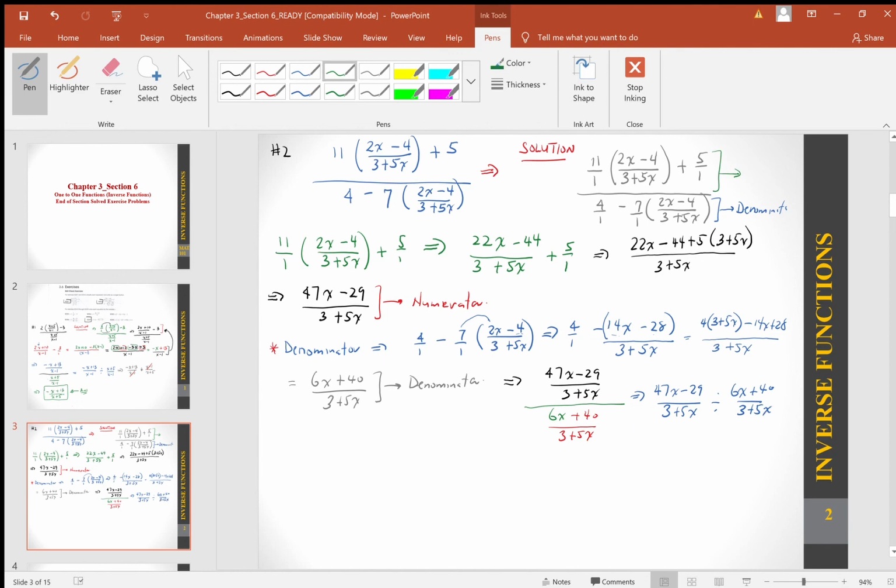Take it a step further, you're going to get (47x minus 29) divided by (3 plus 5x), times (3 plus 5x) divided by (6x plus 40). In this case, these are going to cancel out, and I'm left with (47x minus 29) divided by (6x plus 40). And this is your answer here.